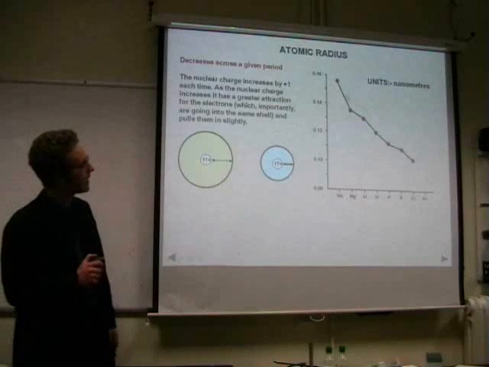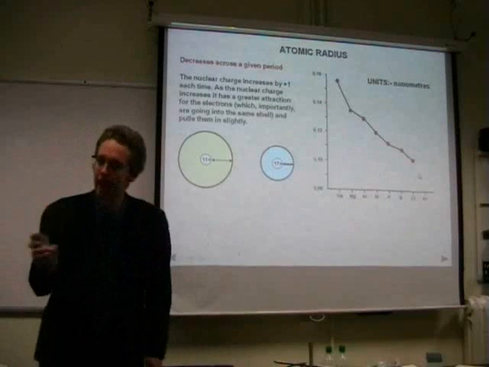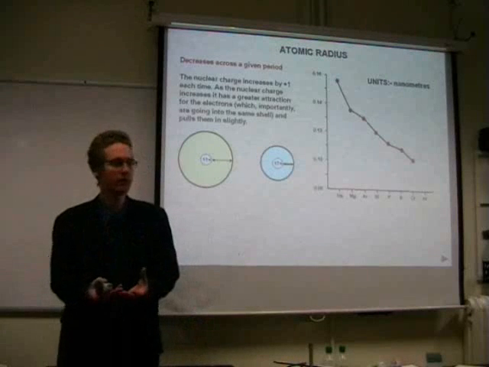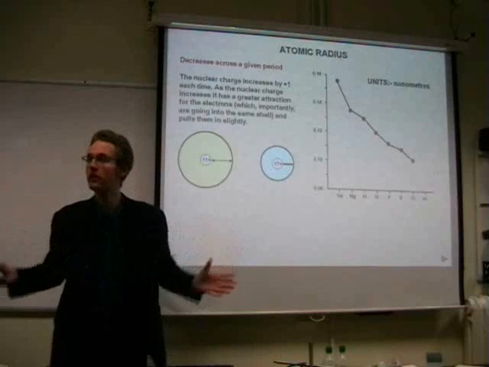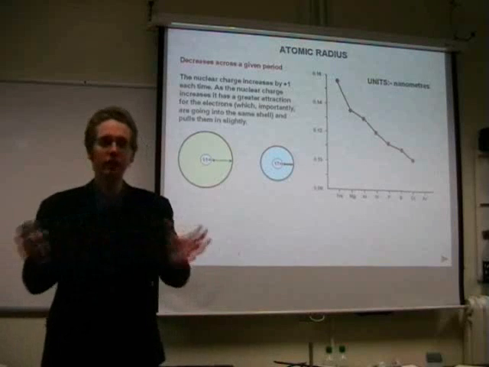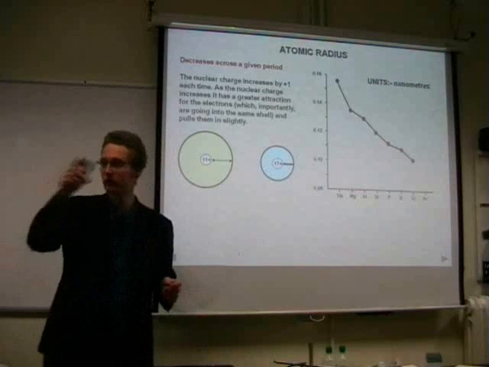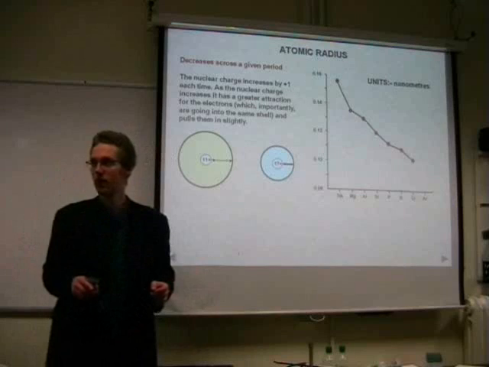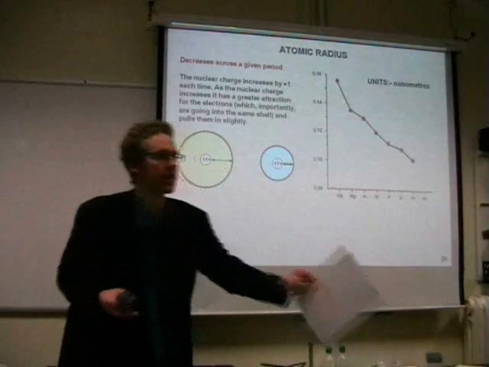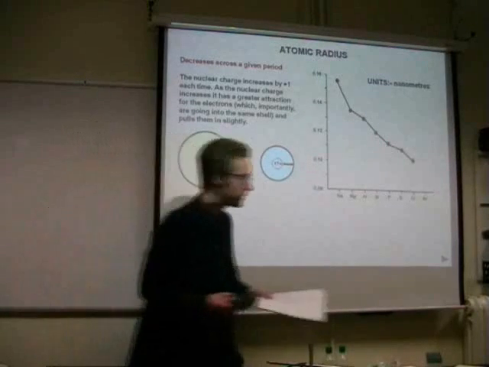Very simply, as you go along the period, the atomic radius decreases. Now that's counterintuitive. You will want to say, you increase the number of electrons, therefore it gets bigger. Wrong. You increase the number of protons. The electrons are in the same shell, therefore the electrons are pulled tighter to the nucleus. Does that make sense? It's counterintuitive, but there we go.